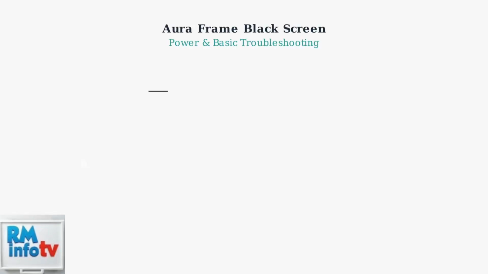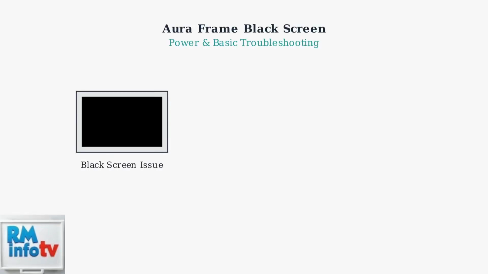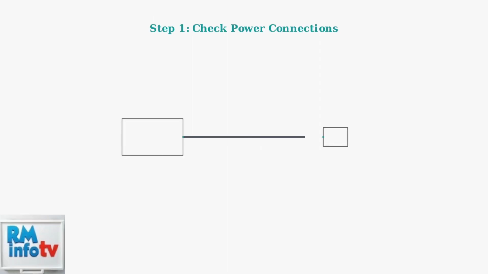When your Aura frame shows a black screen, don't panic. Most black screen issues can be resolved with these systematic troubleshooting steps. Step 1. Check your power cable connections. Disconnect the power cable from both the Aura frame and the wall socket, then reconnect them securely.